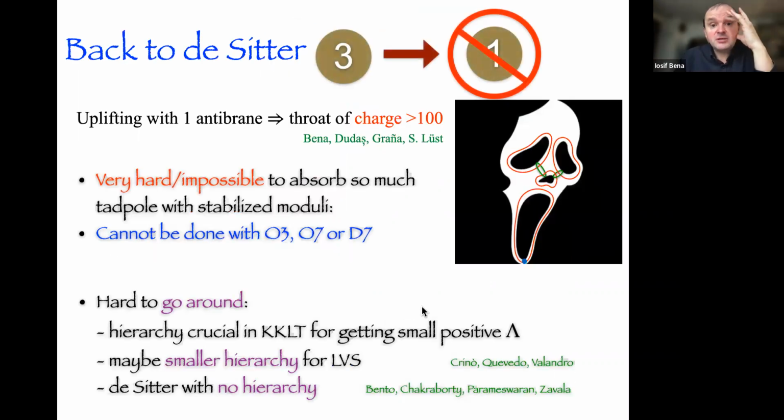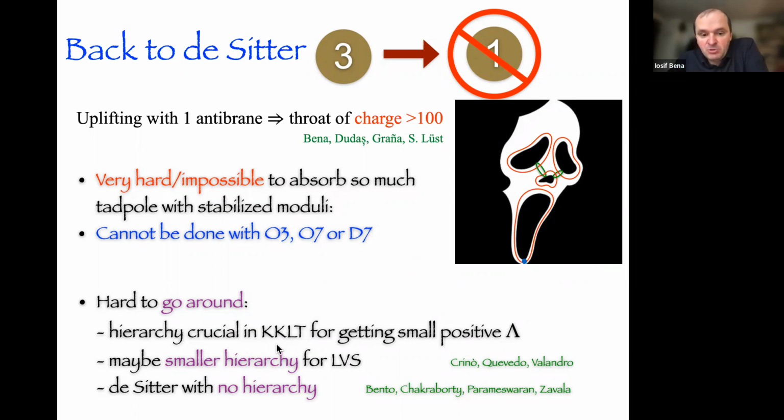Coming back to de Sitter, it seems that one anti-brane can be done. You need a charge of order 100. That's very hard to absorb, unless you want to make this distinction between compact and non-compact. It's hard to do with O3s, O7s and D7s because of the tadpole problem. There should be some ways to go around it.